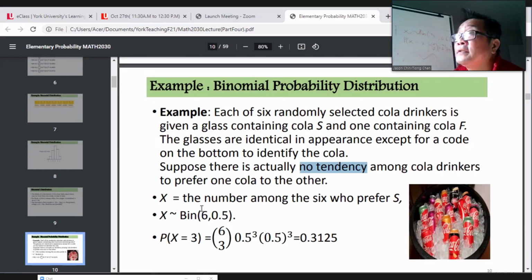What does no tendency mean? Tendency means towards, that means you prefer something more. But no tendency means you have no special preference. Both are okay. That means 50-50, not preferring one or the other. Yes, that's right.